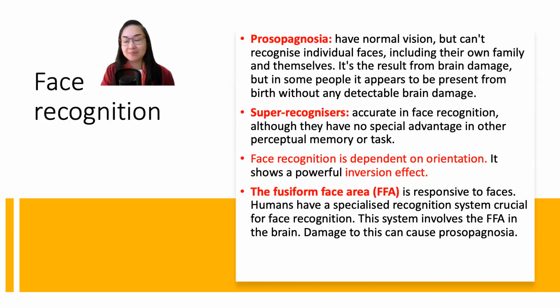Face recognition is dependent on orientation. It shows a powerful inversion effect. The fusiform face area, or FFA, is responsive to faces. Humans have a specialized recognition system crucial for face recognition. This system involves the FFA in the brain. Damage to this can cause prosopagnosia.